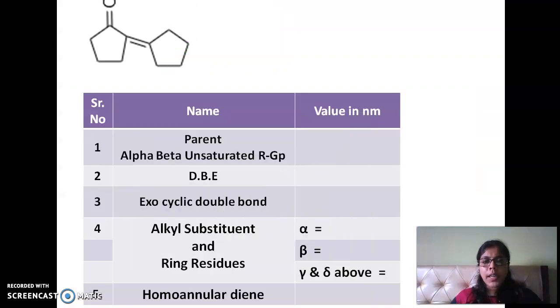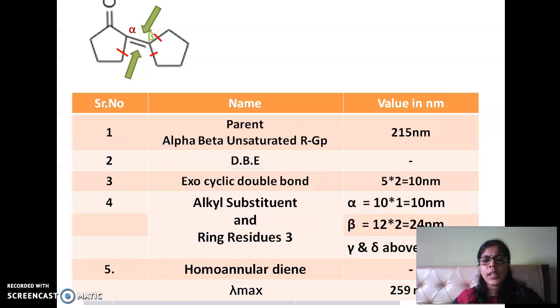One more. Again I am going to go with the same pattern. This is my ring, absolutely parent alpha beta unsaturated carbonyl compound. Now I go for checking DBE. No DBE. However, this is my A ring exocyclic and this is for B ring exocyclic. So 2 exocyclic, correct. Now alpha, do I have any ring residue or alkyl substituent? Yes, I have one ring residue, so I add plus 10. For beta I have 2, so I add plus 12. Correct. Anything else? Homoannular? Nothing. So my total comes to 259.